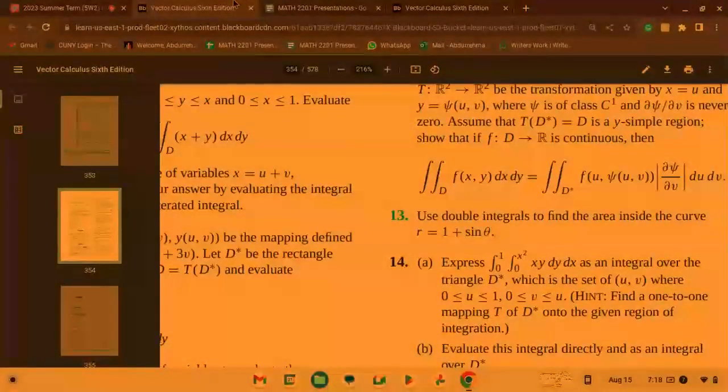Okay, 5.2, number 13. The question asks us to use a double integral to find the area inside the curve, which is given by r equals 1 plus sine theta. So the r represents the curve itself.